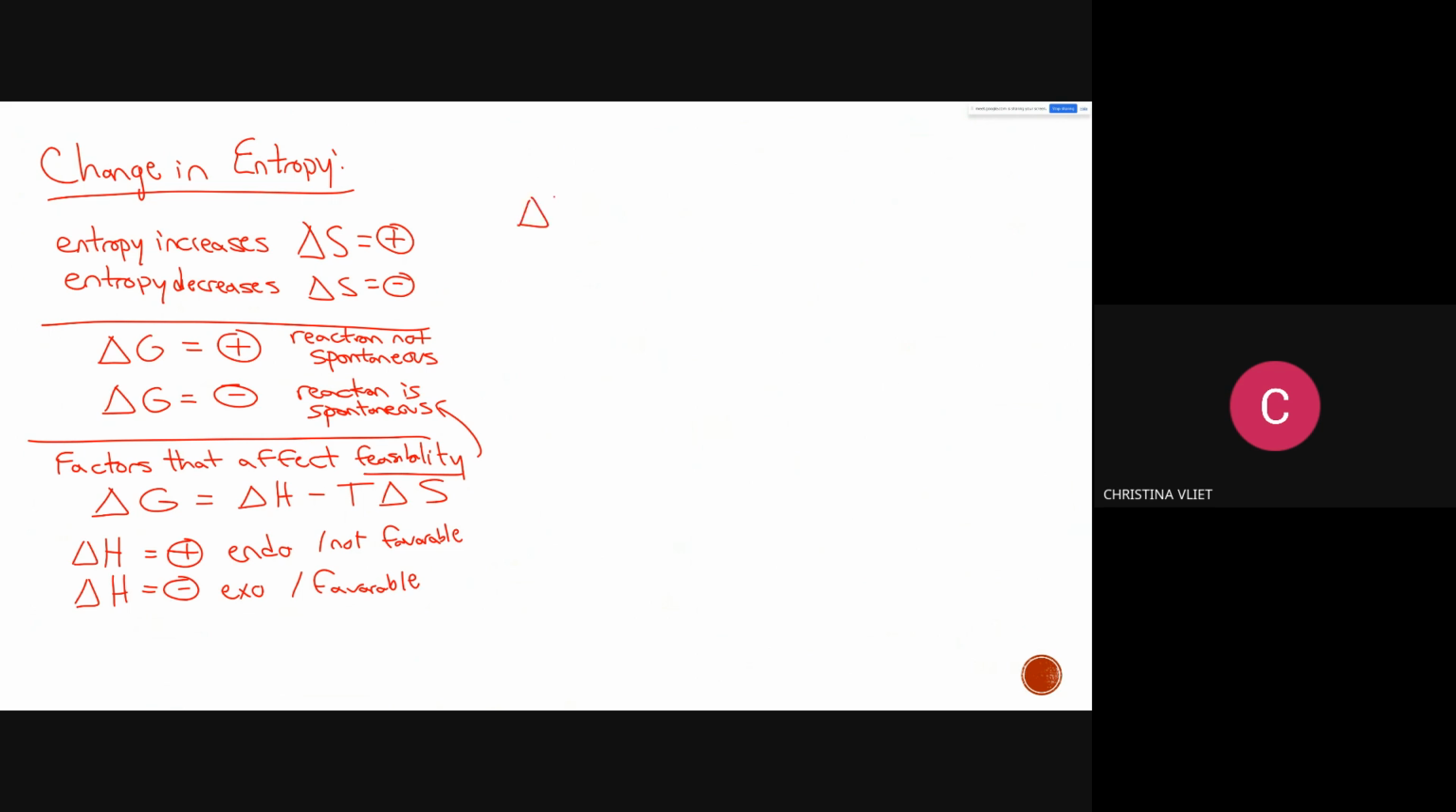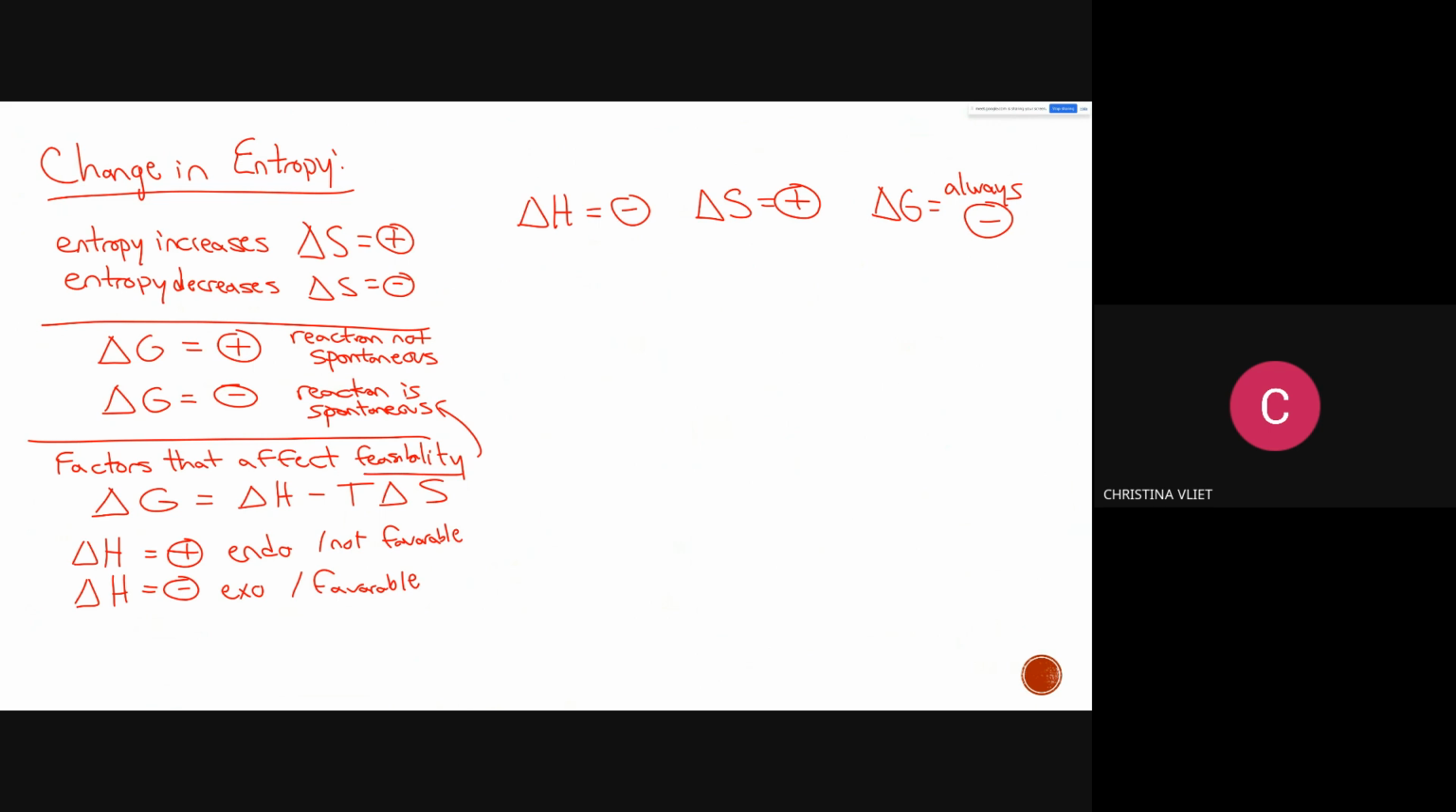So, if my delta H is negative and my delta S is positive, what will be my sign of delta G? So negative means favorable, positive means favorable. Delta G will always be negative. Meaning no matter what temperature your reaction is at, the reaction will happen. It will happen.